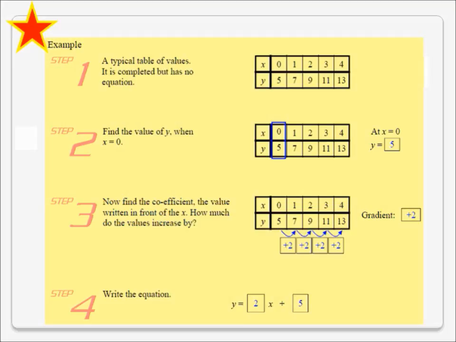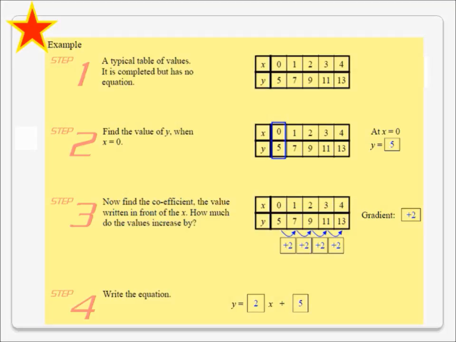Well, the very first step in order to find the rule, once we have the table, is to look for the y value when x equals 0. Now this is a really important clue. It actually gives us the constant term, that is the y-intercept. So I've looked across the table and I can see that when x equals 0, y equals 5. So I'll put that in the box.